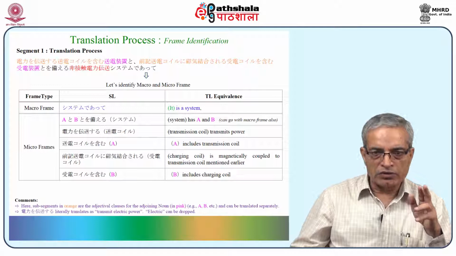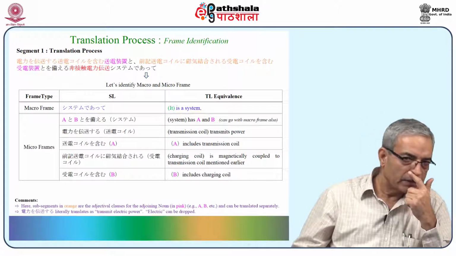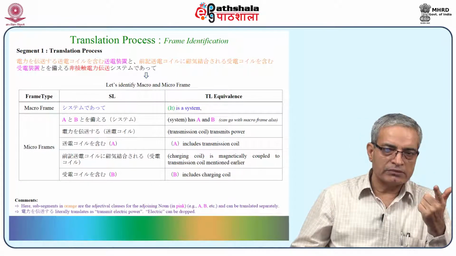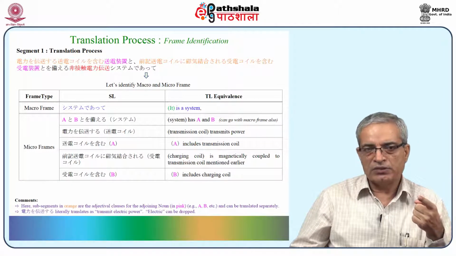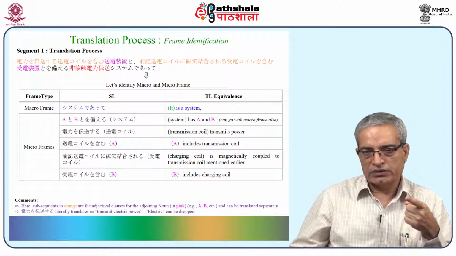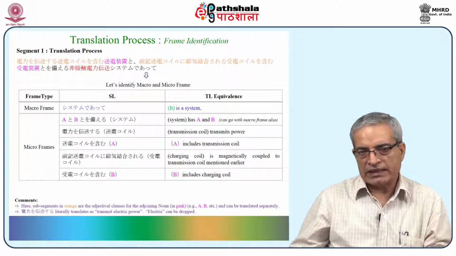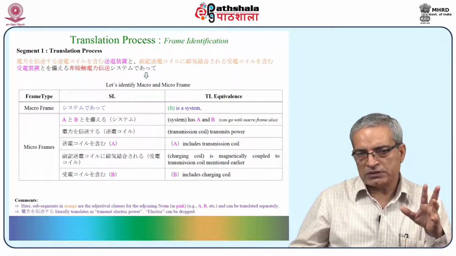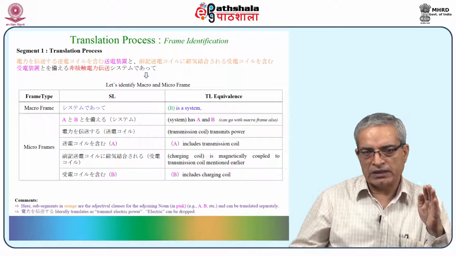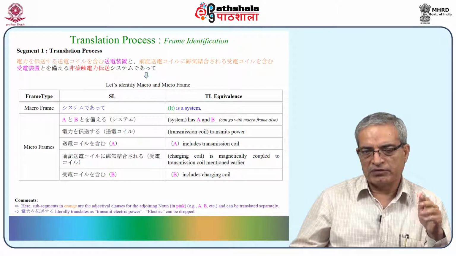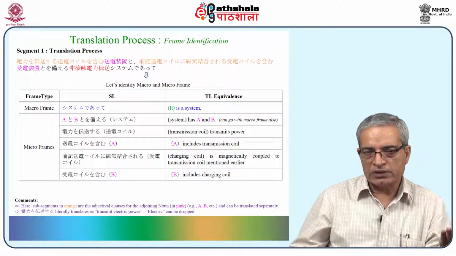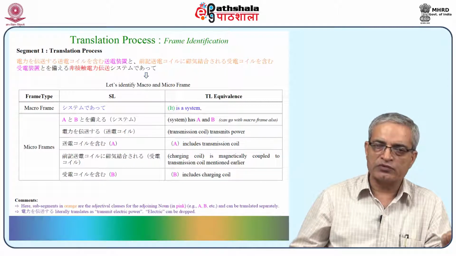Let's identify now the macro and the micro frames. System de atte, it's a system, and now see the micro frames. A to B to o sonairu, system. So system has A and B. It's also possible to have system de atte and A to B o sonairu together. That's also possible. We have tried to take out the adjectival clause in this case and kept it separately so that the macro frame becomes very small.